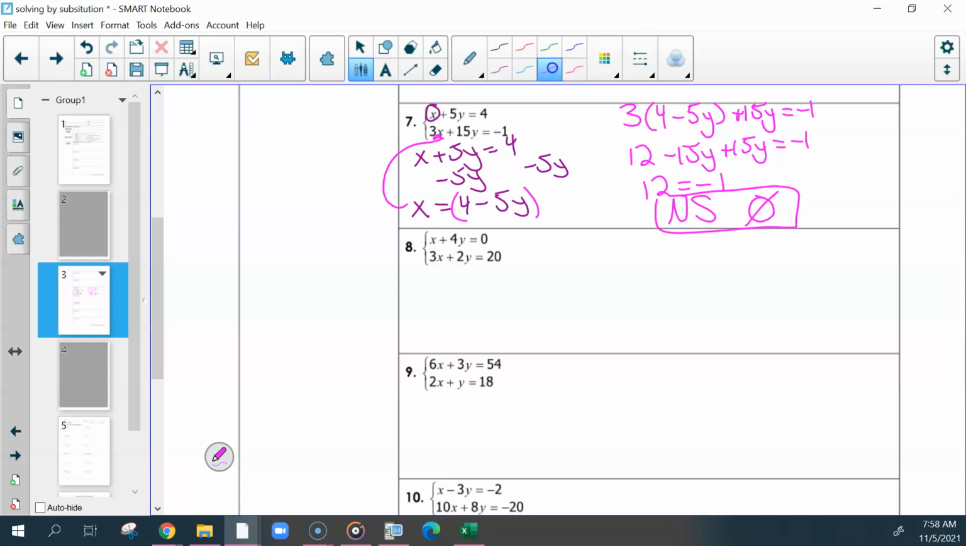So if you get an example where you start solving it and your terms cancel and the numbers don't equal each other, there's nothing else for you to do. You don't have to still find your x or y. There is no solution. So these would be parallel lines. If we wanted to, we could solve both of these, get them both in slope-intercept form, and we would see that they both have the same slope but different y-intercepts. And that would prove that they are parallel lines.